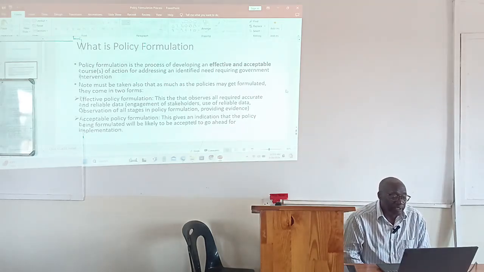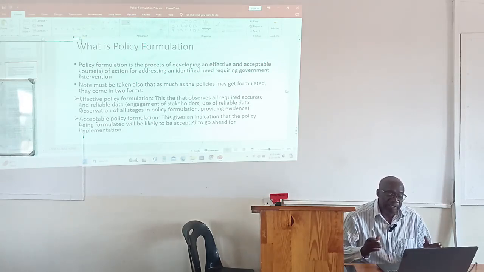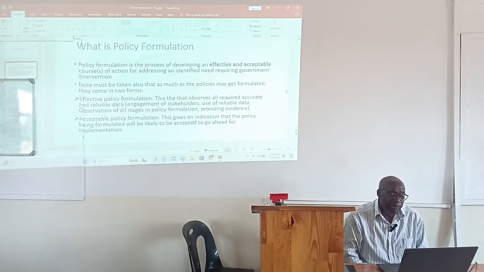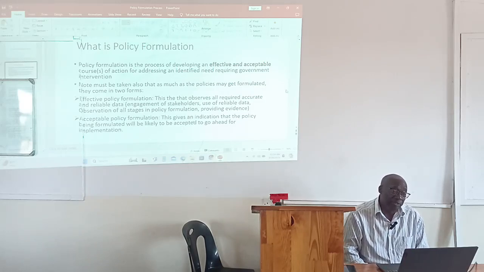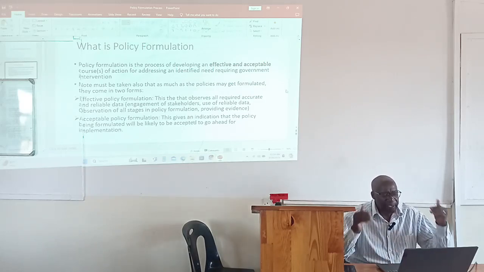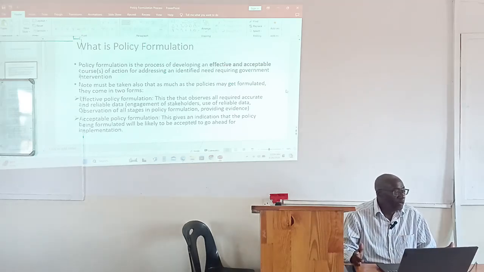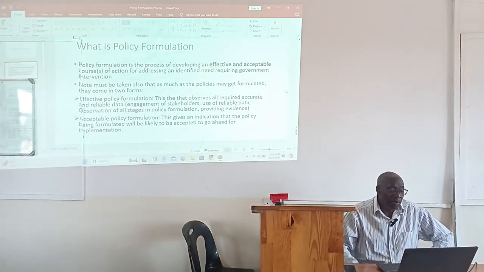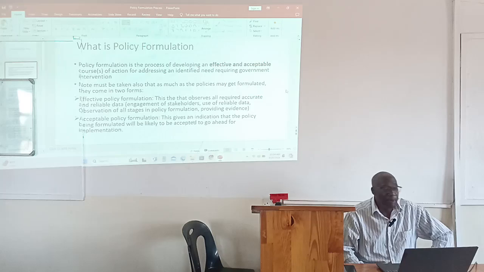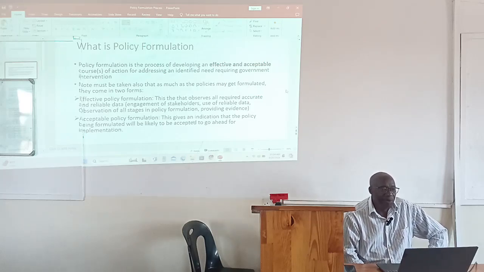Now, secondly, an acceptable policy formulation is a situation where you must have an indication that the policy being formulated is likely to be accepted to go ahead for implementation. In other words, does the policy meet people's expectation, right? Let's assume we were to formulate a policy on same-sex marriages, for example, right? Would that be acceptable? Would it be effective?